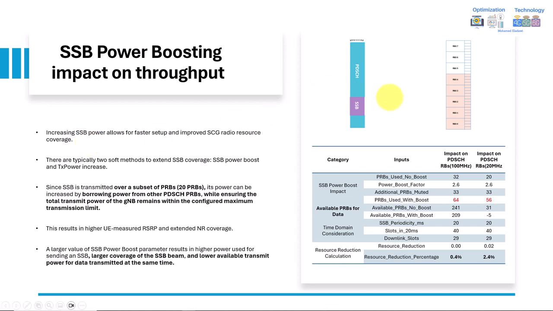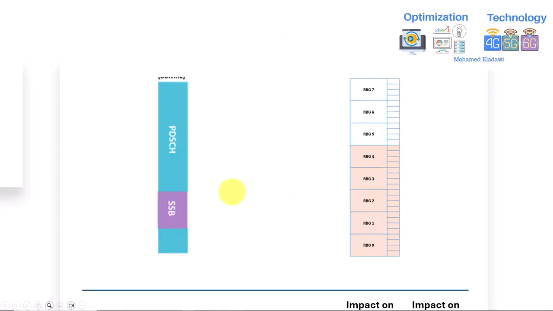So for example, if you zoom in here, let me explain. Assume this is your SSP, and you know that SSP is usually transmitted in 4 symbols. Assuming you would like to do power boosting, which means you would like to maintain your total power but increase the SSP by 3 dB or by 4.2, in this case you will need to mute some of the existing resource blocks within the same symbols and borrow the power from those resource blocks.